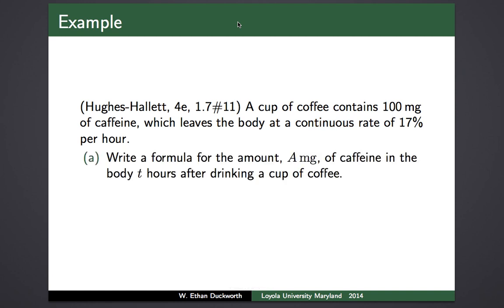Okay, part A, write a formula for the amount of caffeine in the body. And part B, find the half-life of caffeine.